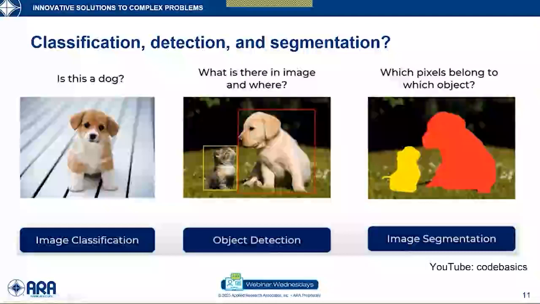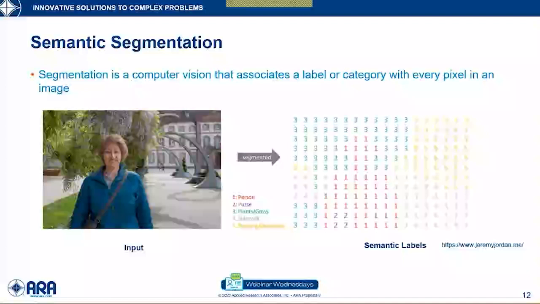Basically, image segmentation is a more fine-grained classification where you are exactly specifying each pixel of the object belonging to the corresponding class. And there are three segmentation methods: semantic segmentation, instance segmentation, and panoptic segmentation. I'm not going to go into details of each segmentation, but for the pavement extraction and crack detection tasks, I used semantic segmentation. Again, segmentation is computer vision that associates a label or category with every pixel in an image. So here is an example of semantic segmentation with five classes.